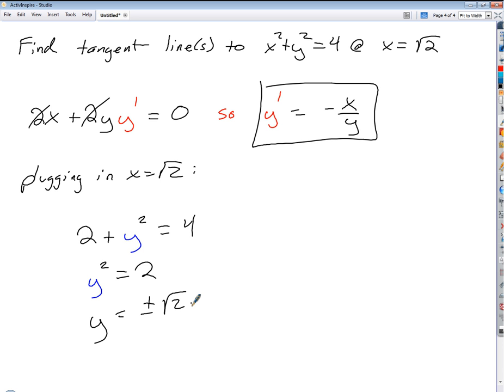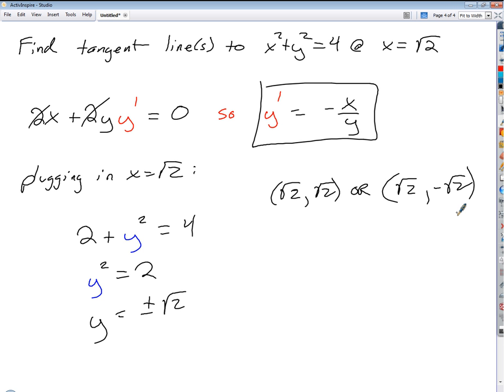That tells us that under the condition that x equals the square root of 2. So if I tell the math gods that x equals the square root of 2, you tell me what are the y values. They gave you 2 of them because there are 2 points of tangency. The 2 points of tangency are x equals the square root of 2 and y equals the square root of 2, or x equals the square root of 2 and y equals negative the square root of 2.